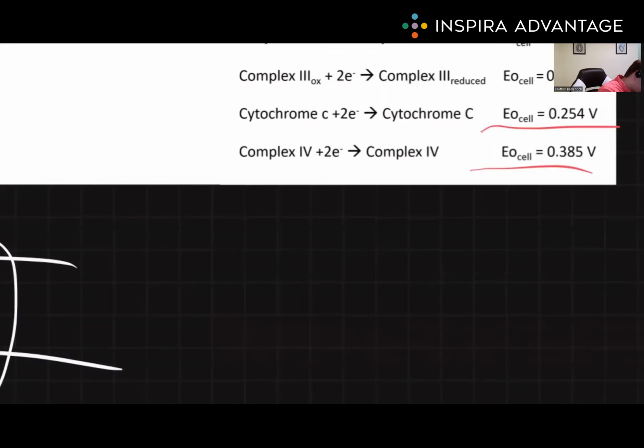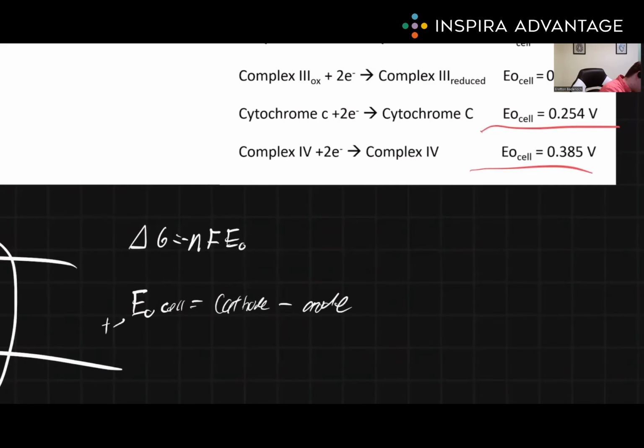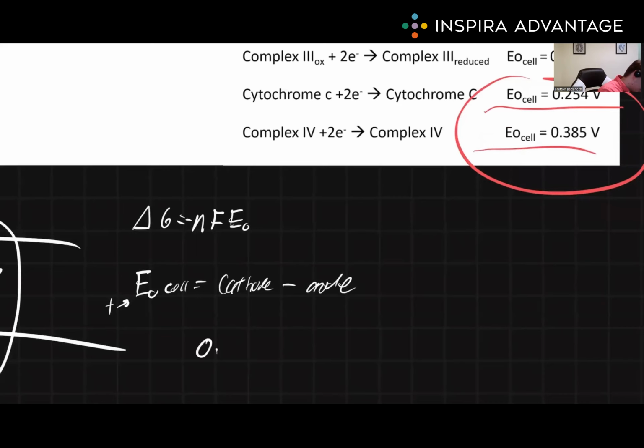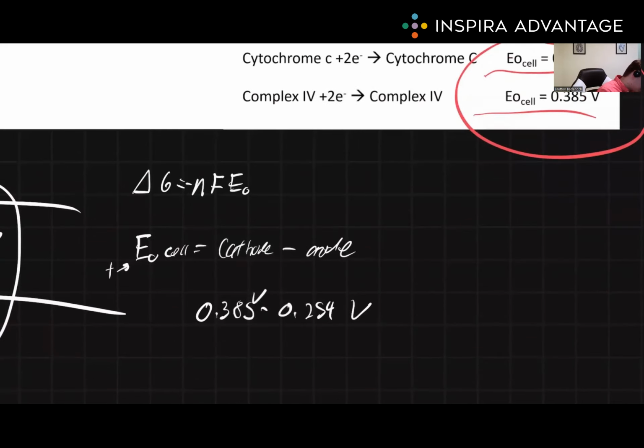We know this because delta G equals negative nFE cell, okay, and we know E cell equals the cathode minus the anode, and we want E to be positive. So let's do that and combine these two numbers through subtraction to make a positive answer. Well, this one is pretty clear. 0.385 is larger than 0.254, so we're going to subtract them like that. We're going to say 0.385 minus 0.254, all volts. Subtracting this on out, this is going to be some positive number.